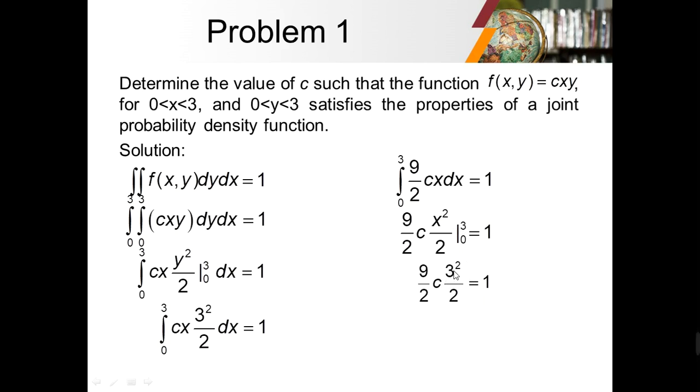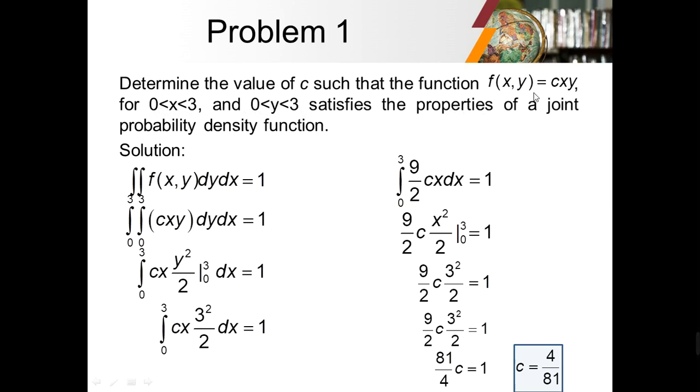So, from here, we can have, this is of course 9 over 2 din. So, 9 over 2 times 9 over 2 is 81 over 4. So, 81 over 4 times c, equal sa 1. Therefore, ang c natin is 4 over 81. Okay? So, yan po yung answer natin na value ng c, para ang function, given na x ranges from 0 to 3 and y ranges from 0 to 3 also, has the properties of a joint probability function.